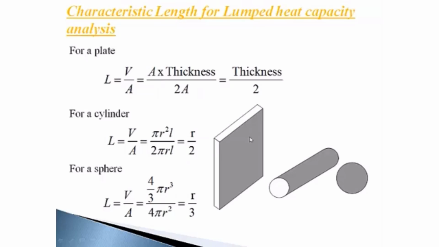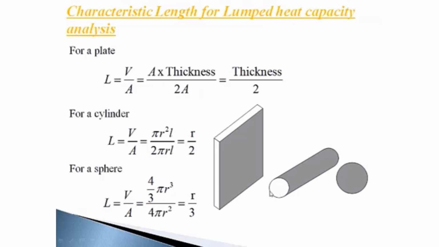And the total surface area is 2 times A, because the other side also has a similar shaded portion. So 2A is going to be the total surface area, neglecting the end area. So A cancels and you get thickness by 2. So the characteristic length for a plate is half of whatever thickness is there.